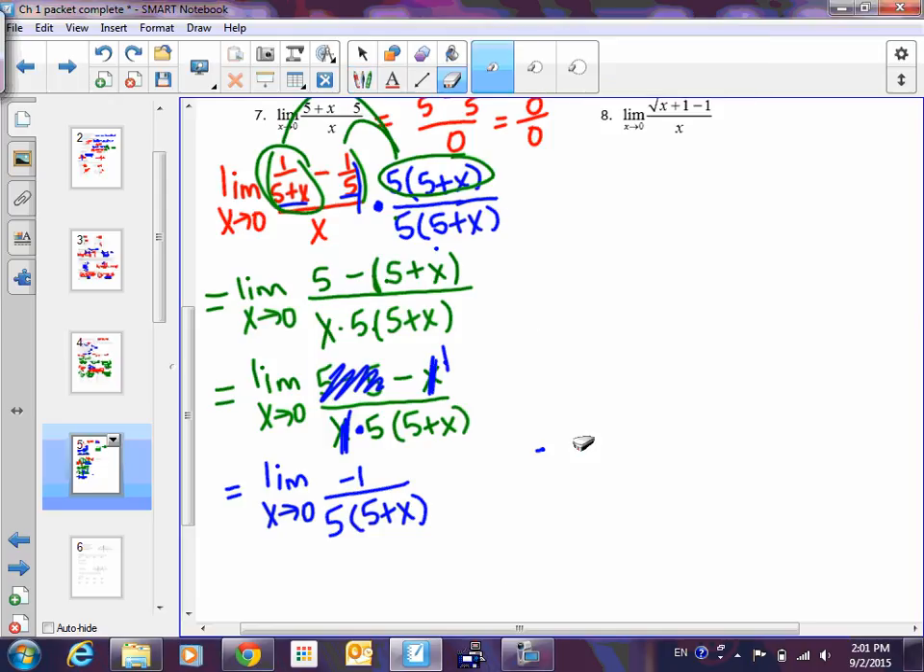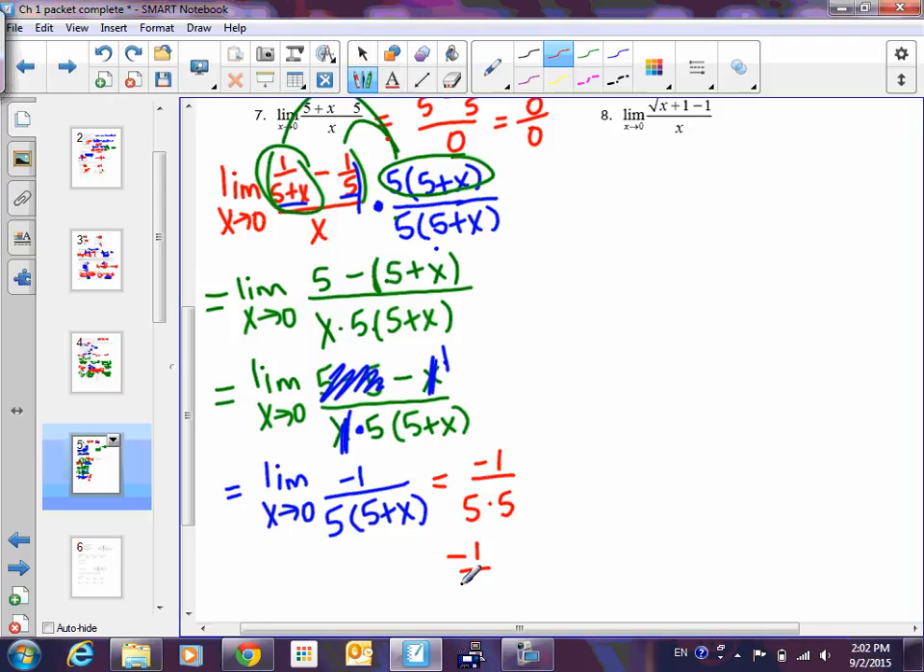And what we're hoping, and we did do it, is that we canceled enough stuff out so that I won't get 0 over 0 again. If I plug in and I still get 0 over 0, I didn't do enough. But it's going to work out just fine because we're going to get negative 1 over 5 times 5, which is negative 1 over 25. You didn't have to simplify it all the way down, but you had to at least plug in the 0. So more work, but if you saw this one again, it would be easier than right now when we did this for the first time.